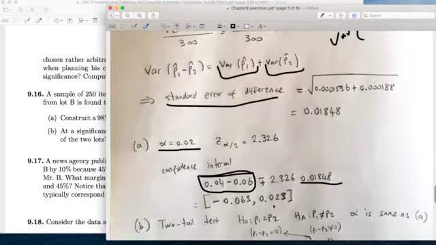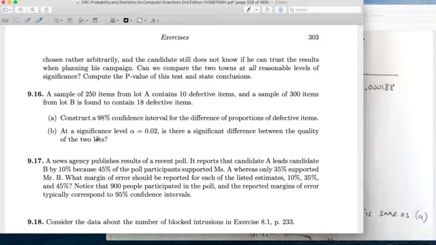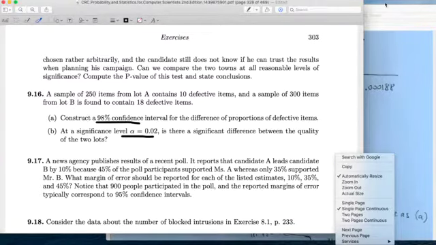All right. Now, part B is actually related to this because it's asking at the same confidence level. So at a significance level, alpha is 0.02. That significance level is exactly the same as this confidence level. Is there significant evidence of a difference between the quality of the two lots? I would say no, because 0 is included here.